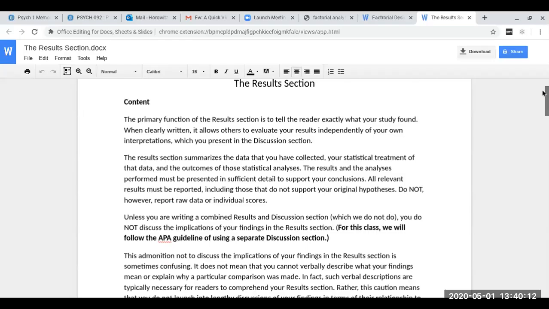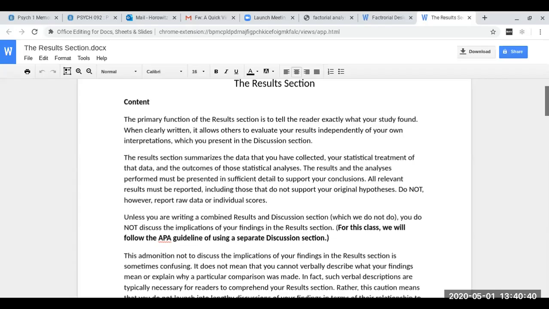Content of the results section. The primary function of the results section is to tell the reader exactly what your study found. When it is written clearly, it allows others to evaluate your results independently of your own interpretations, whether it's statistically significant or not. But why you got what you did is not part of this section. You present your interpretations in the discussion section, which we will talk about in a week or so.